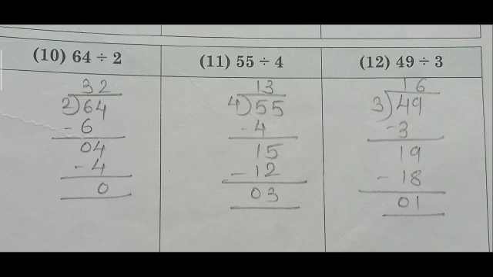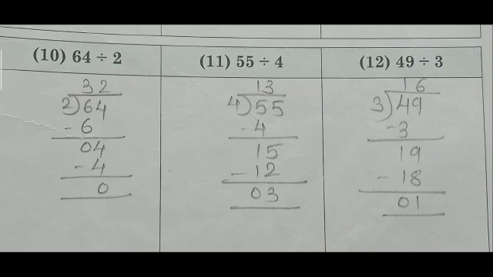Okay, 11th one now. The 11th one is 55 divided by 4. Again the first number is 5, and 5 is greater than 4. So we will do it using a single digit number, first with the 5. 5 is not coming in 4's table, so we will take 4 ones are 4. So 5 minus 4 is 1, and the next 5 will come down. So the number is 15.